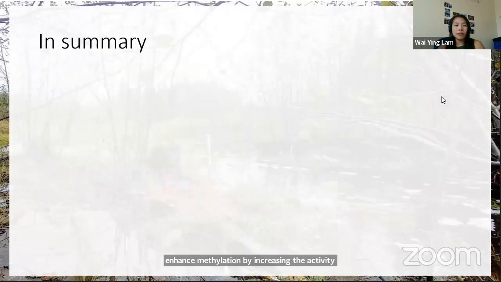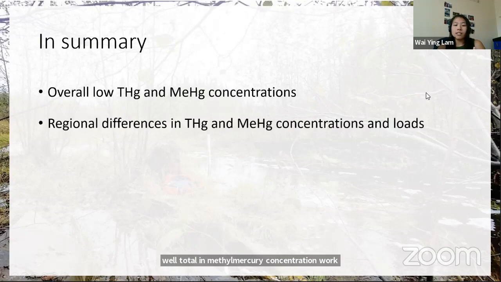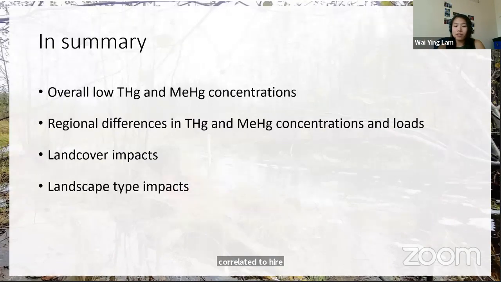To wrap things up, while total and methylmercury concentrations were generally low in all 14 headwater streams, we observed significant differences in total and methylmercury concentrations and loads between sites and regions. Greater percent forest cover generally corresponded with lower mercury loads over the 6-month study period, while greater wetland cover generally corresponded to higher methylmercury concentrations and loads. Landscape type also played a role in regional patterns, with sandy catchments typically having lower methylmercury concentrations and lower total and methylmercury loads than their more bedrock-dominated counterparts.